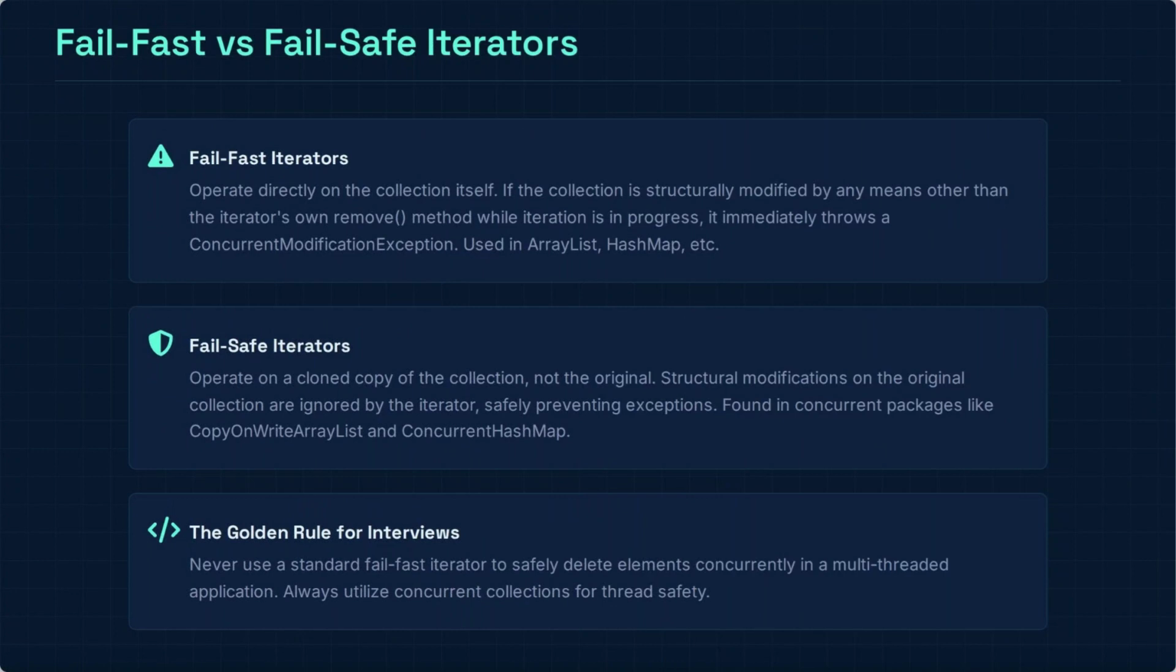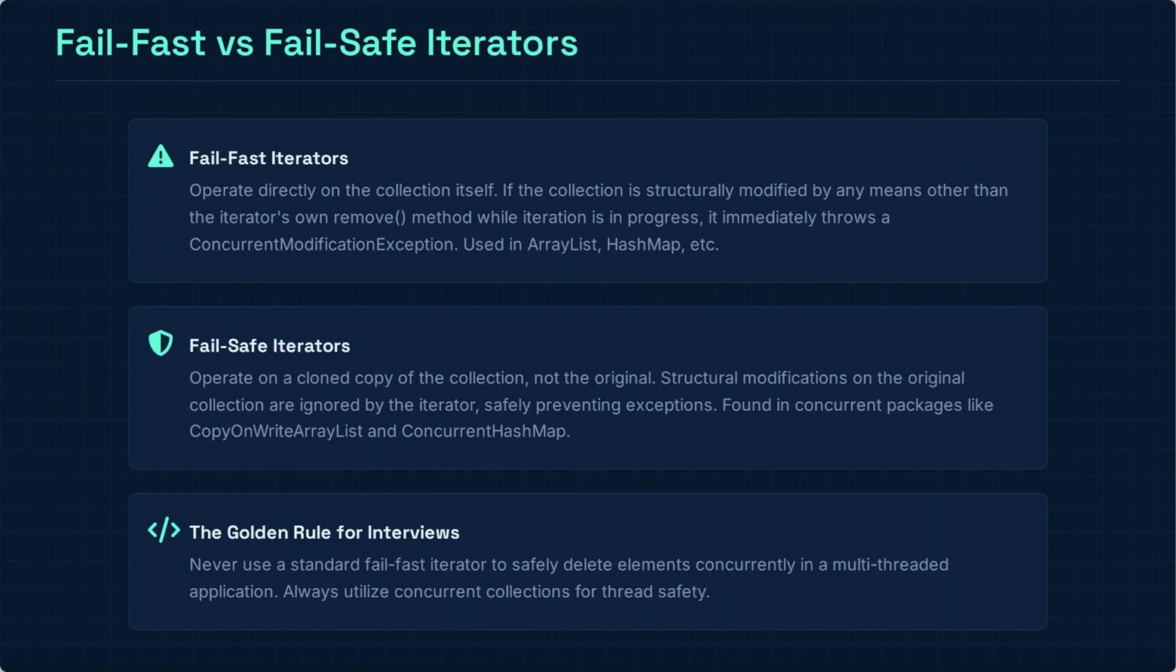When iterating over collections, you must understand fail-fast versus fail-safe iterators. Fail-fast iterators operate directly on the collection itself. If the collection is structurally modified by any means other than the iterator's own remove method while iteration is in progress, it immediately throws a ConcurrentModificationException. These are used in ArrayList and HashMap.